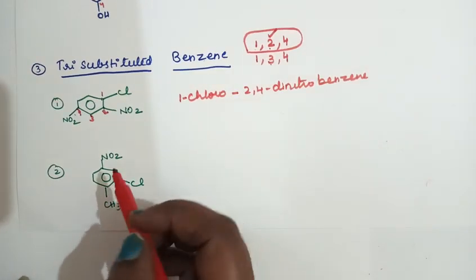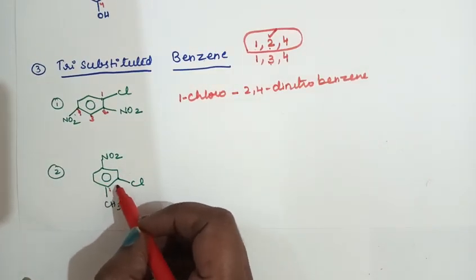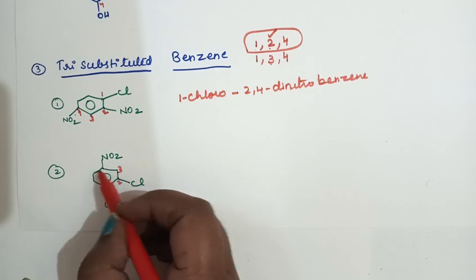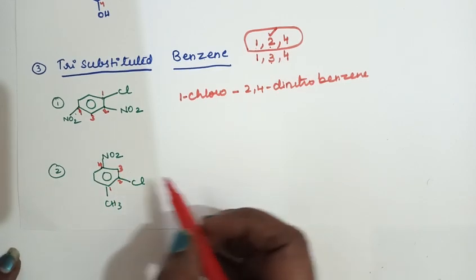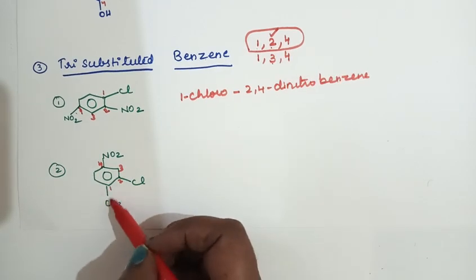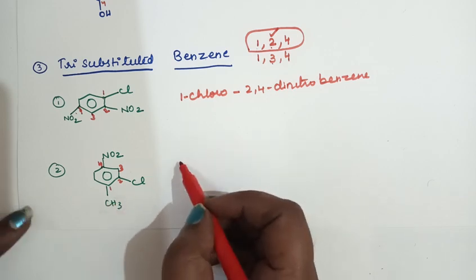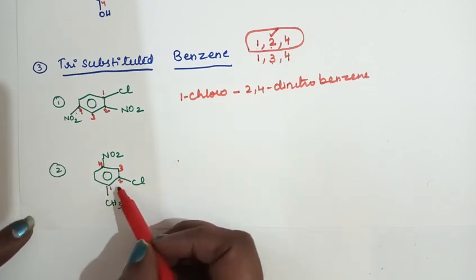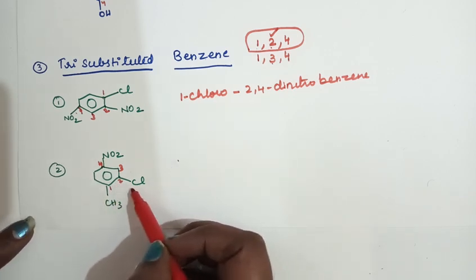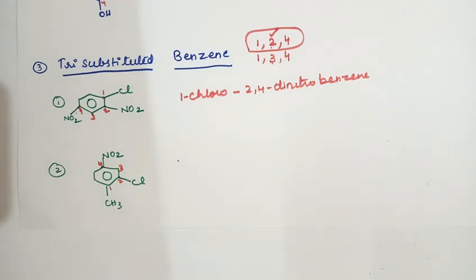So coming to this one. Here 1, 2, 3, 4. You can see at position 1 there is a methyl group, and at position 2 there is a chloro group. So students, one more thing we have to keep in mind is, while writing the IUPAC nomenclature, it should be written according to alphabetical order.